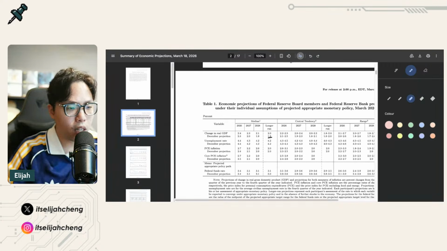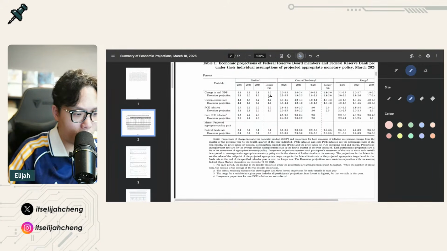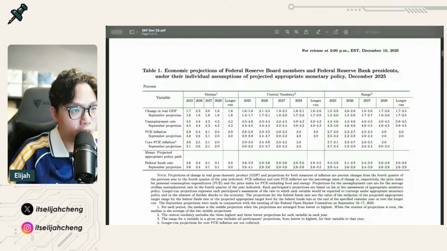All right, so when I take a look over here, it seems like they have revised up the median growth numbers slightly. I believe if I take a look at the summary of economic projections back in December, they had 2026 down at 0.3. Give me a second. Let me share my screen. This is the economic projections in September.